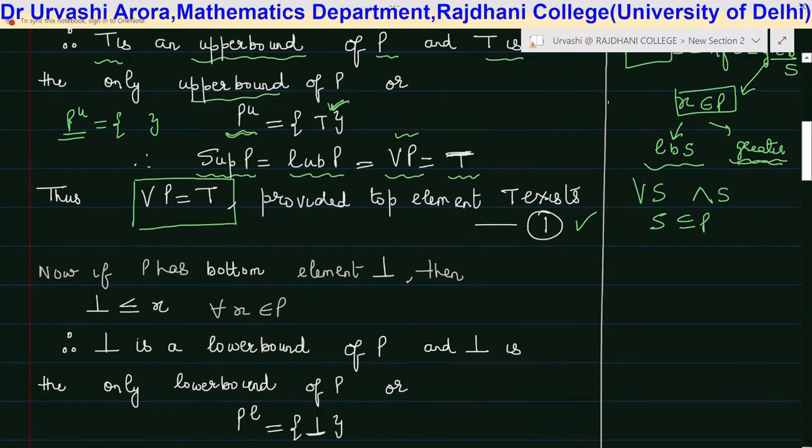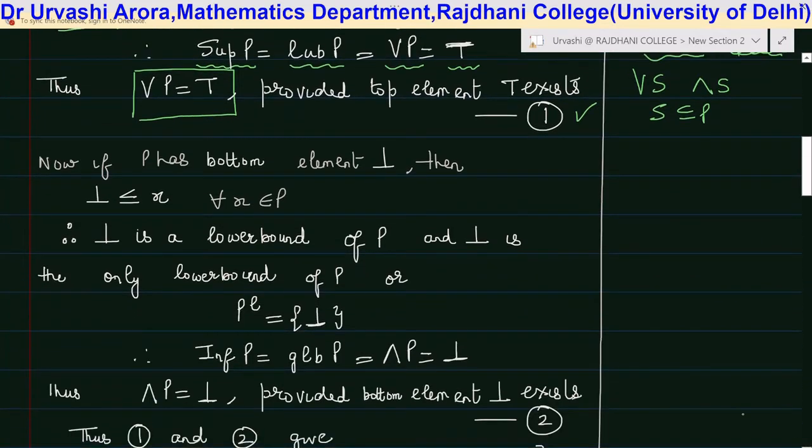Now coming to the second thing, let me find out what the meet of P is. Suppose the poset P has a bottom element, inverted T. Now if P has a bottom element inverted T, then by the definition of bottom element, the bottom element inverted T will be less than or equal to X for all X belonging to P, because inverted T is the bottom element, so it is the smallest of all the elements of P. Which means that if we try to draw the Hasse diagram of P, then inverted T will be at the bottom and all the elements of P will be above it or will be greater than or equal to it.